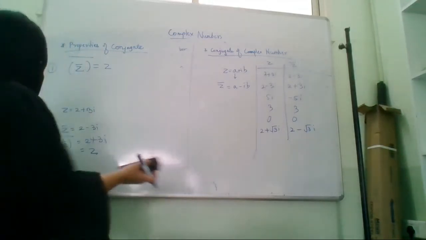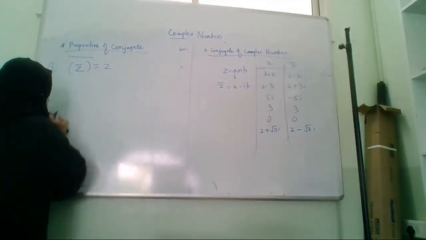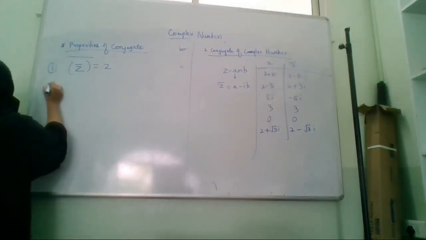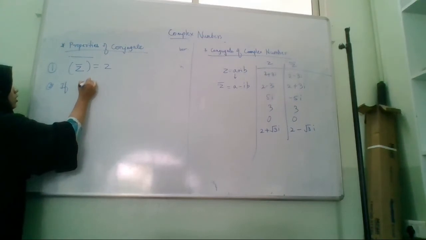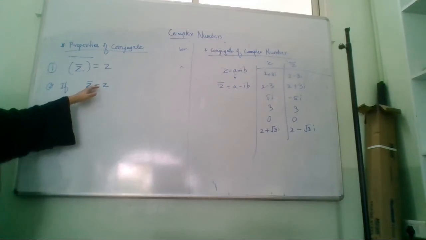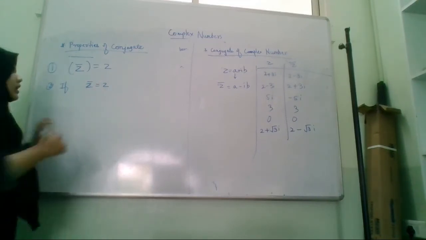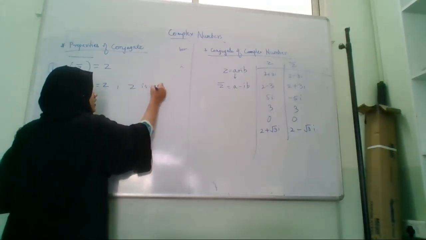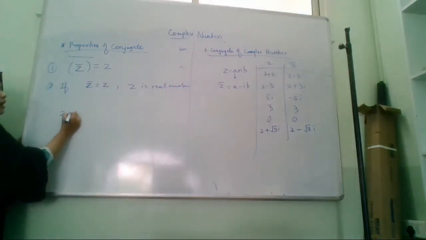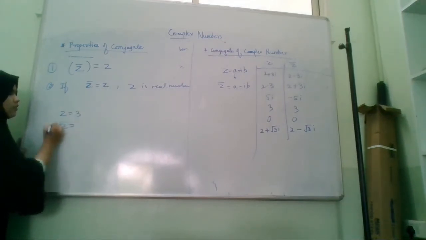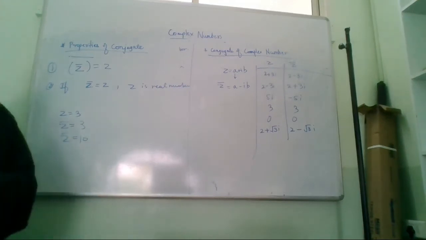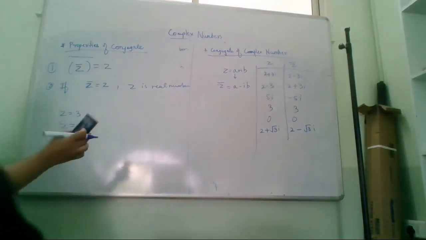Now the second property is: if the conjugate of Z is equal to Z only, meaning it doesn't change, then Z is a real number. If you have Z equals 3, then the conjugate of Z will be 3 only, right? The conjugate of 10 will be 10 only. So it will be a purely real number.